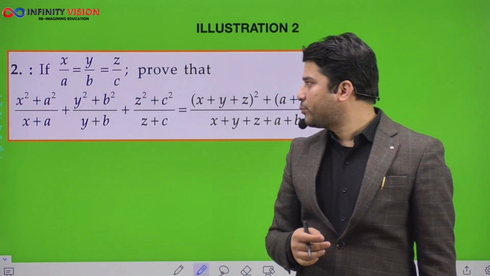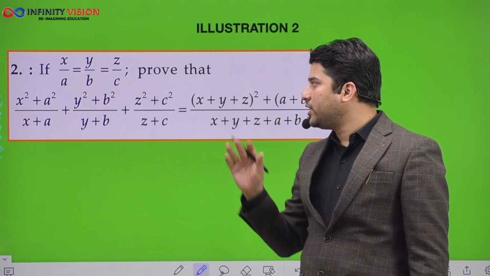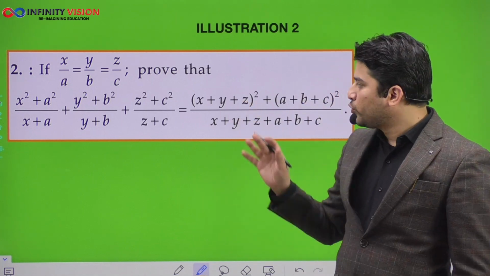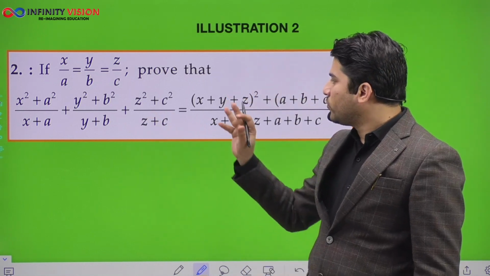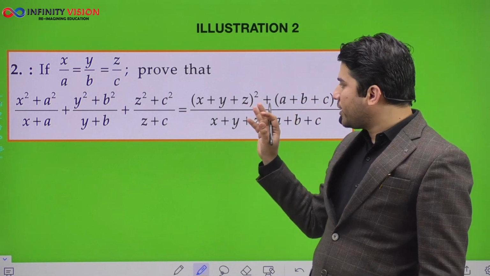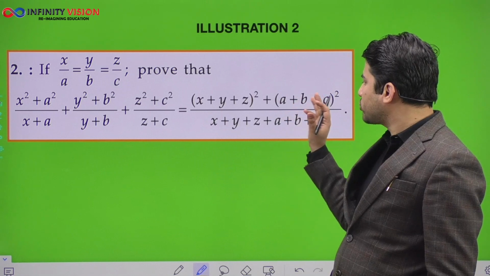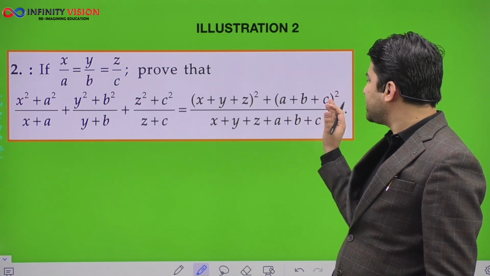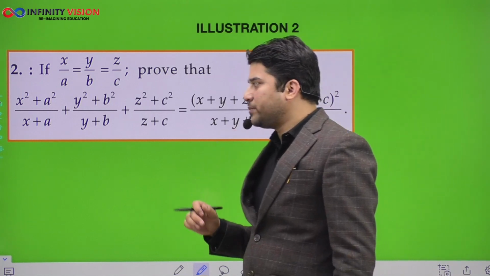Let's look at the second problem. You have x by a equals y by b equals z by c. Prove that (x square plus a square) upon (x plus a), plus (y square plus b square) upon (y plus b), plus (z square plus c square) upon (z plus c) equals ((x plus y plus z) whole square plus (a plus b plus c) whole square) upon (x plus y plus z plus a plus b plus c).